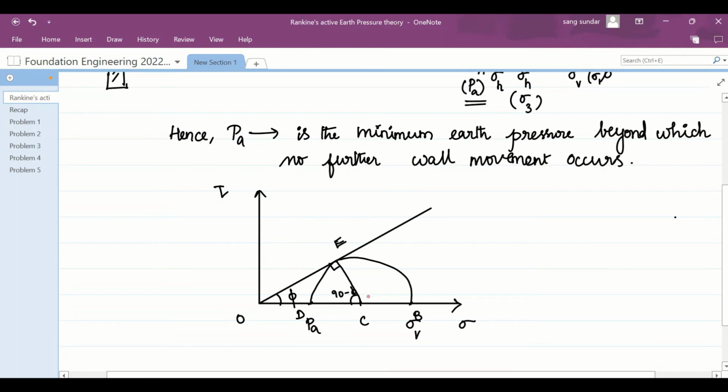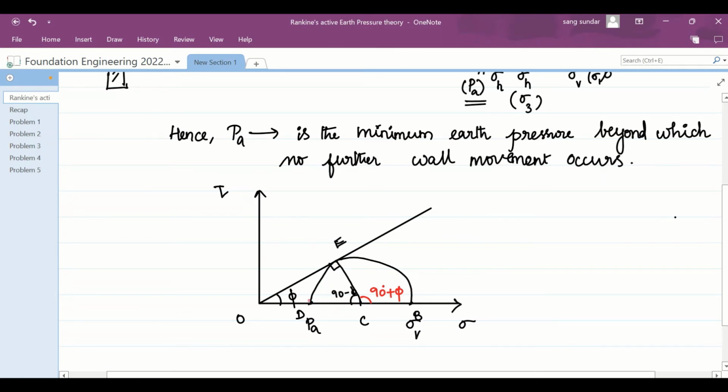If this is phi and if this is 90 minus phi, and here goes a straight line, if this is 90 minus phi, obviously this is 90 plus phi. I mean to say 90 degree plus phi. Okay.